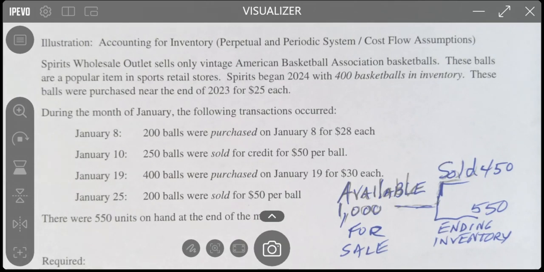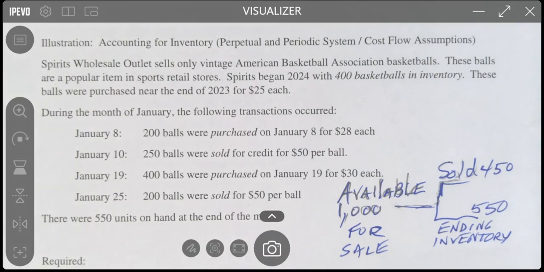And welcome to the fourth video in the series of inventory accounting illustrations. This one will be periodic system FIFO. To review, the first three were applications of the perpetual system. The first was perpetual FIFO, then perpetual LIFO, then perpetual average cost. Now this one will be periodic FIFO. We will then do periodic LIFO and then periodic average cost.